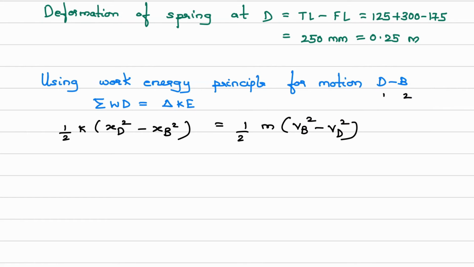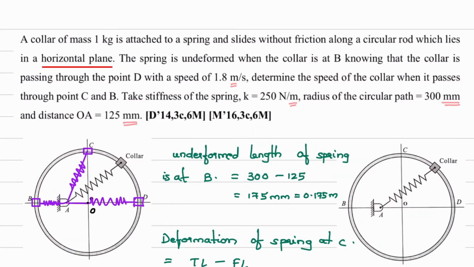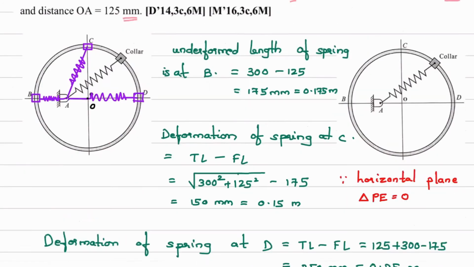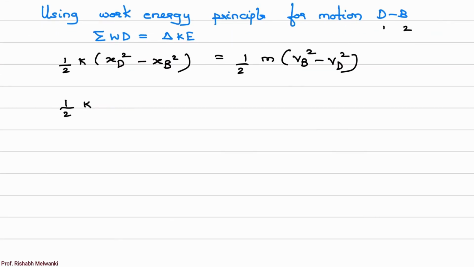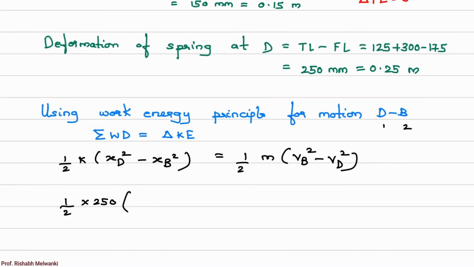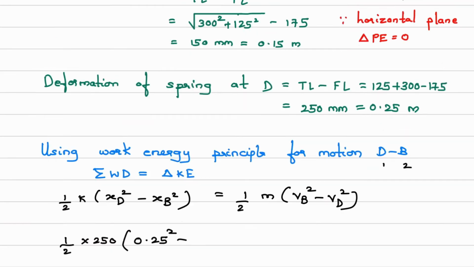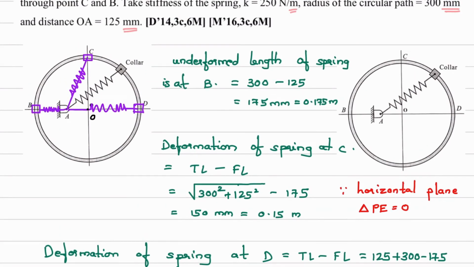So we'll substitute the values. The xD value we have calculated, it is 0.25 meter, and the K value is given in the question, 250 Newton per meter. So half into K, which is 250, into, in bracket, xD which is 0.25 square, minus the xB value. The xB value, if you consider point B, there we have the undeformed length of the spring, meaning this is the free length.